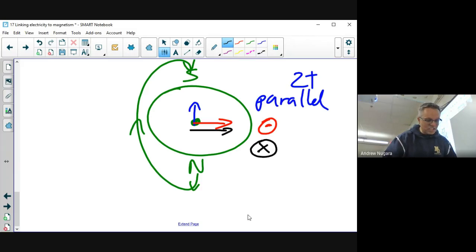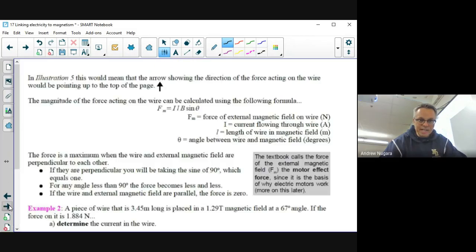Okay, I hope that clears things up for the third hand rule. Actually, let's just go right on and do the next page, because this is the mathematical application of the third hand rule. You've got two formulas you're going to learn here.